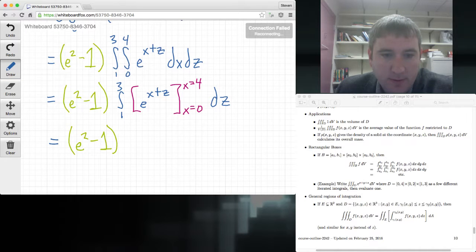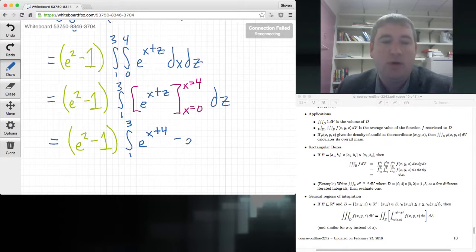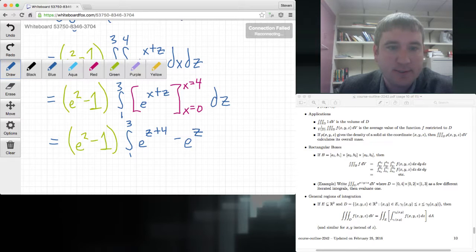Lo and behold, I've got e to the x plus 4 minus, oh, whoa. Plugged in for x, right? So that's going to be z plus 4 minus e to the z plus 0. Much better. All right.